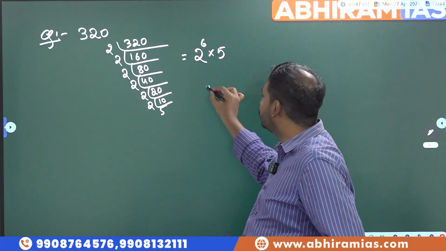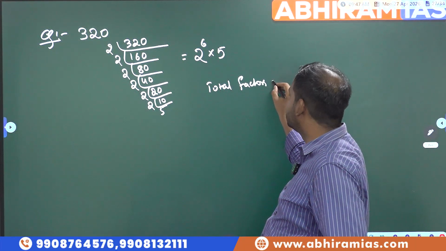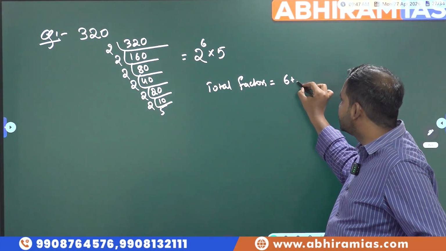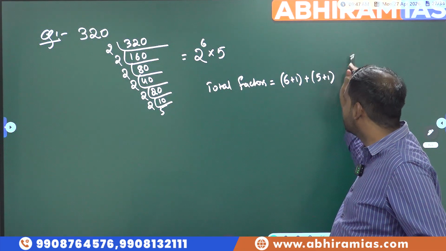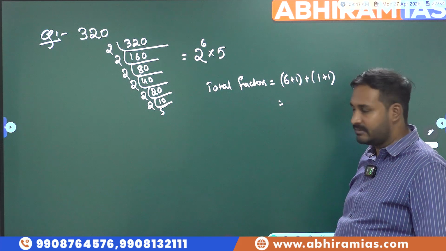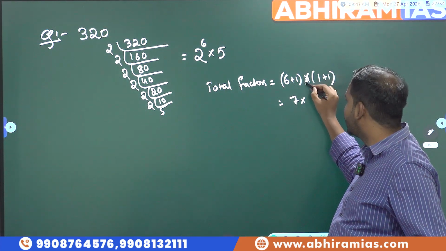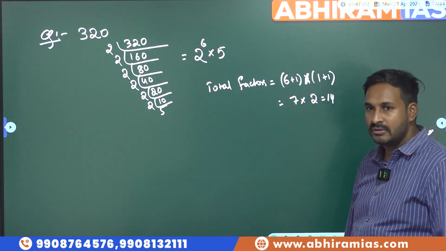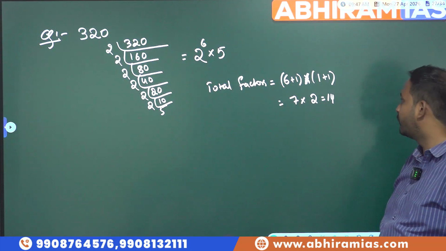So now, total factors is equal to adding 1 to the powers and multiplying them. That means (6 plus 1) into (1 plus 1). That is 7 into 2, which is equal to 14. The total number of factors here is 14.